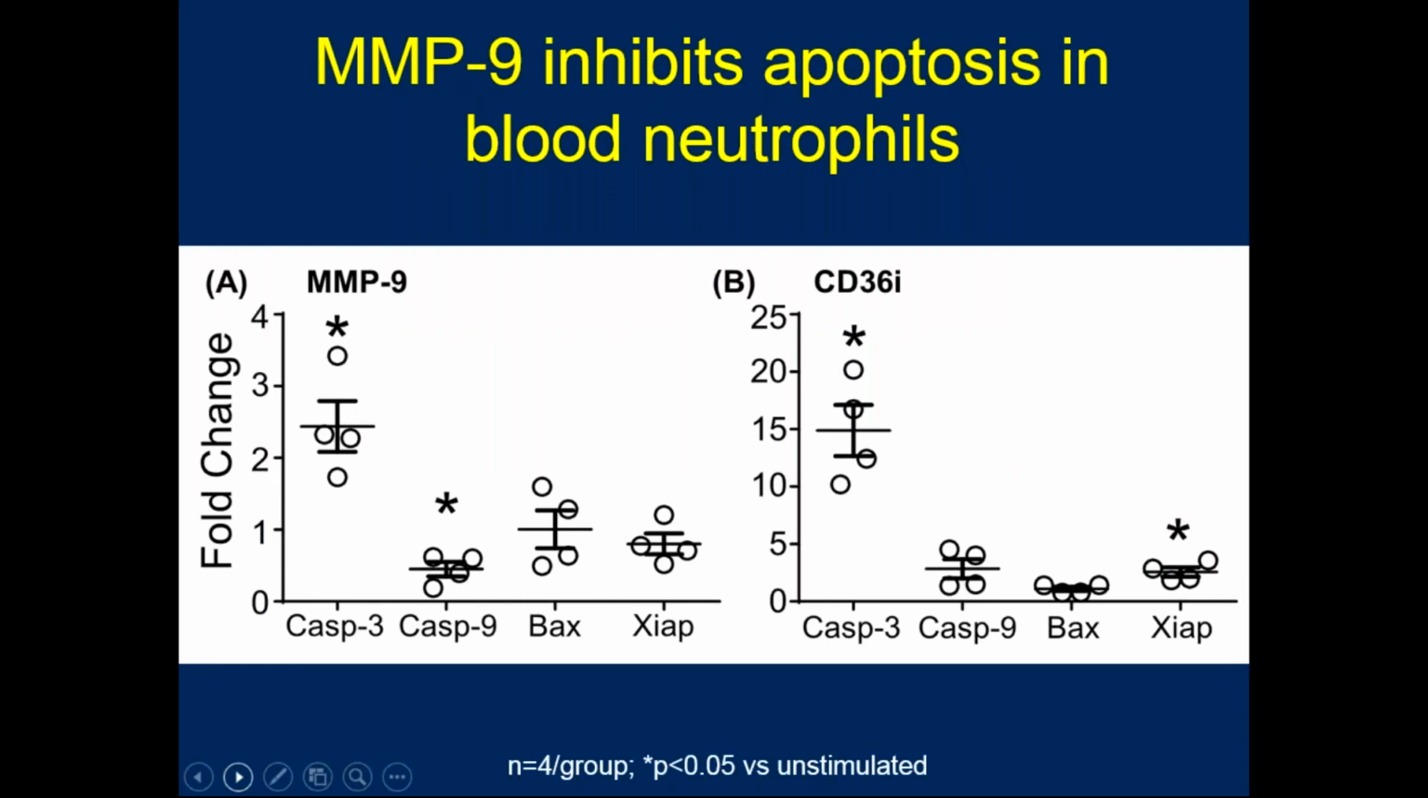We then looked at isolated blood neutrophils and stimulated them with either MMP9 or used a CD36 inhibitor to look at the apoptotic process in the blood neutrophils. Compared to unstimulated cells, MMP9 decreased neutrophil expression of caspase 9 and increased caspase 3 expression, but had no effect on the other two apoptotic markers. When we used the CD36 blocking peptide, this increased expression of caspase 3, in addition to the apoptotic inhibitor XIAP, indicating that while MMP9 does seem to regulate apoptosis, it doesn't seem to be doing this through CD36 degradation.